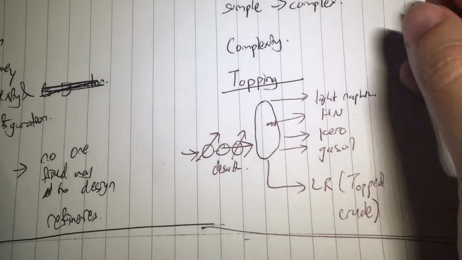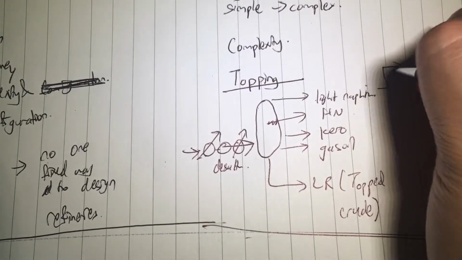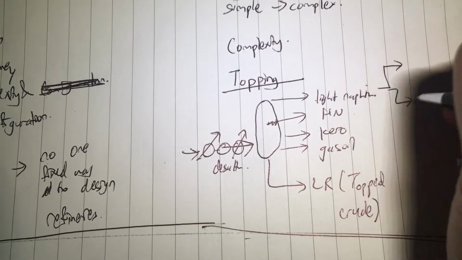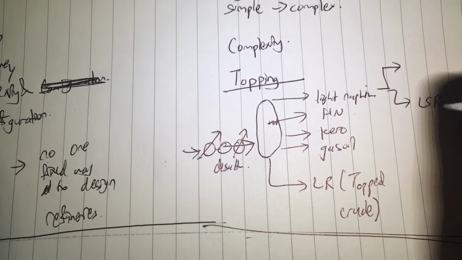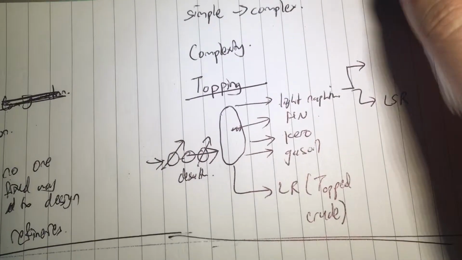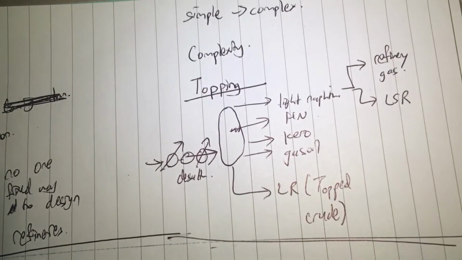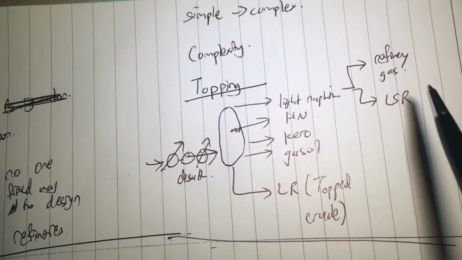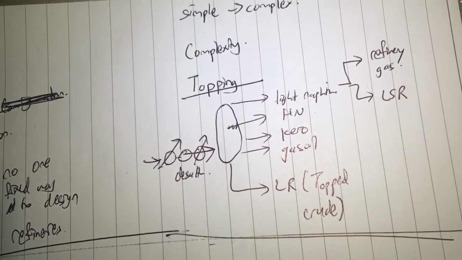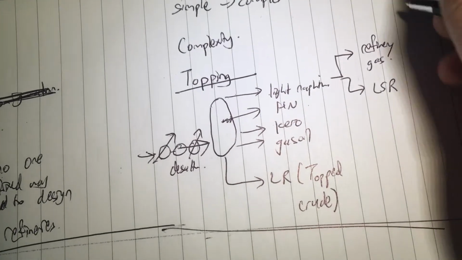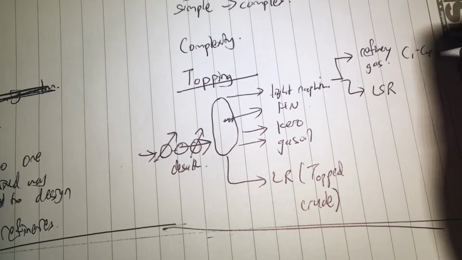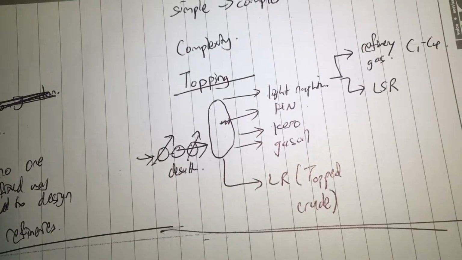This light naphtha you can split further into light straight run gasoline and the refinery gas. So this can be separated into the propane, butane, methane, ethane, etc. All these C1 to C4s are here. And light straight run gasoline, we've talked about it before.